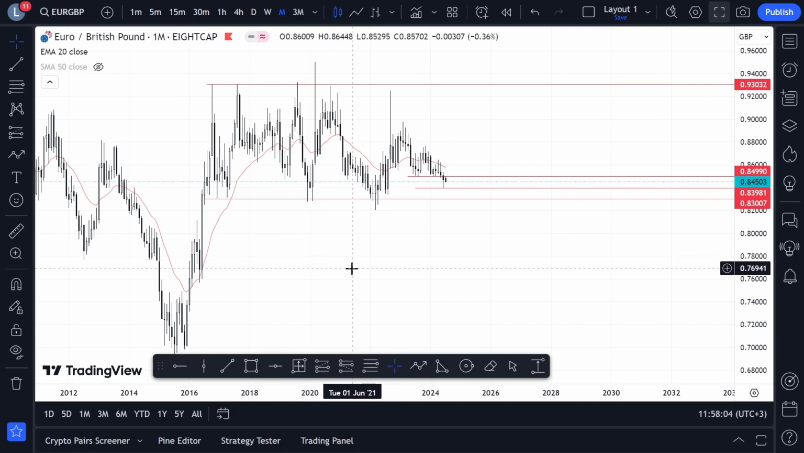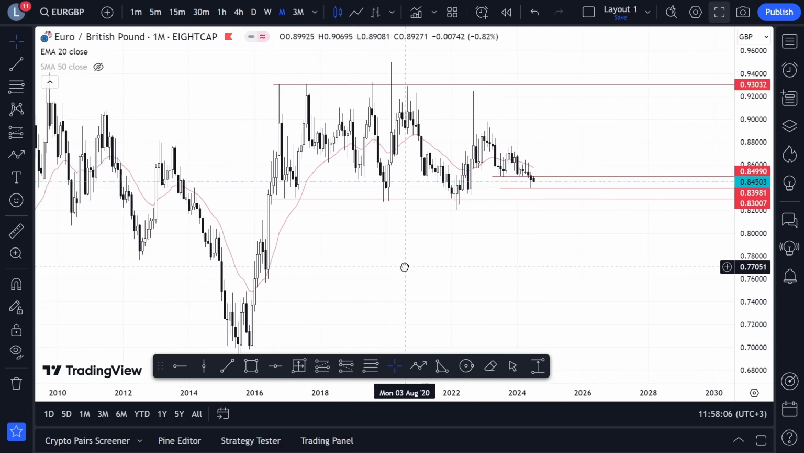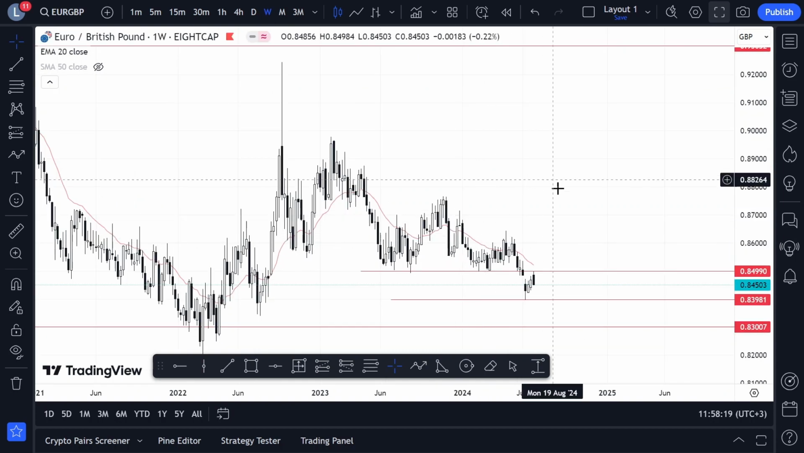We start off with the monthly time frame just to give you the long-term trend analysis. As you can see, we're in a range. It's clearly defined with the resistance coming in around the 9300 and support coming in around the 8300 region. Scaling it down to the weekly, we actually got my trade signal.